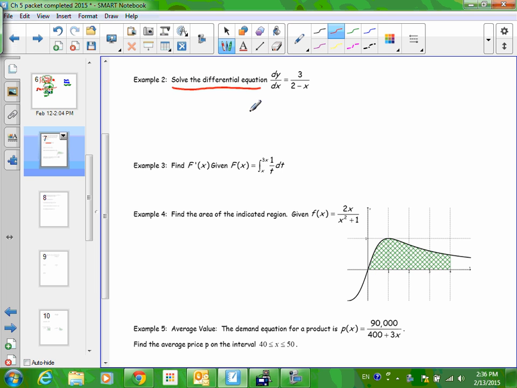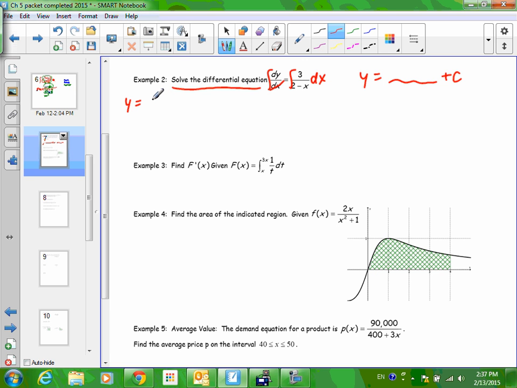Solve the differential equation. Okay, now remember, when you solve a differential equation, your answer is going to be y equals some expression plus c. And if you're given the initial condition, you're able to find c, but that's not the case in this problem. But what are we going to have to do first? Yeah, move that dx over to the other side, so that when I integrate, I have just y's on the left and just x's on the right.